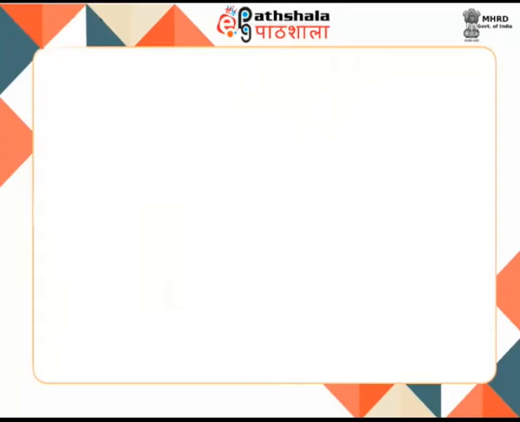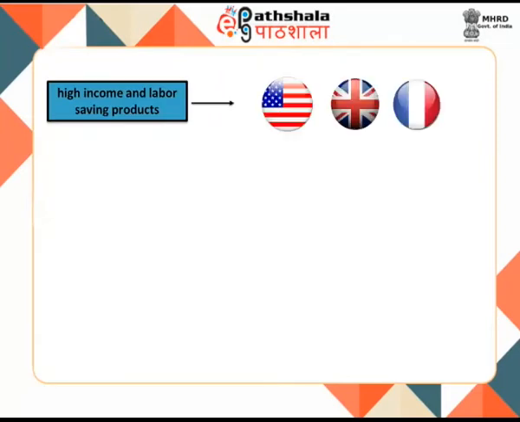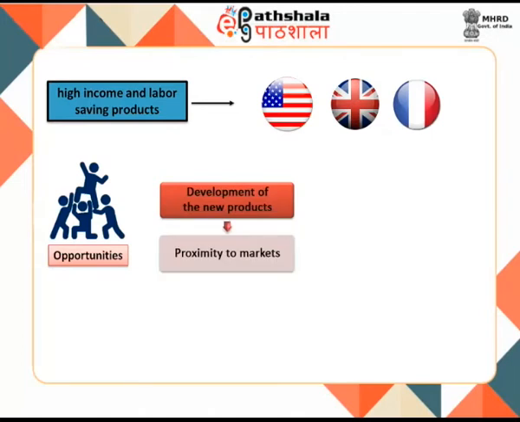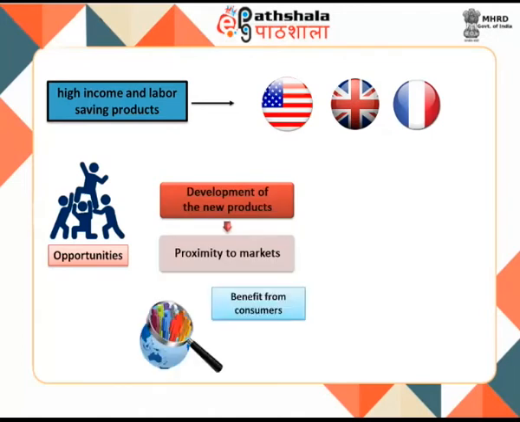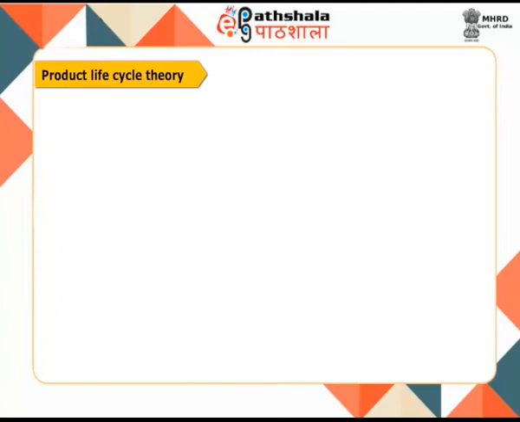The reasons because of which high income and labor saving products are most likely to be introduced in rich nations are: the opportunities are greatest in these countries. The development of the new products requires proximity to markets so as to benefit from consumers in modifying the product. There is need to provide service which can be easily done by the advanced nations. Let us now understand this theory with the help of diagram.